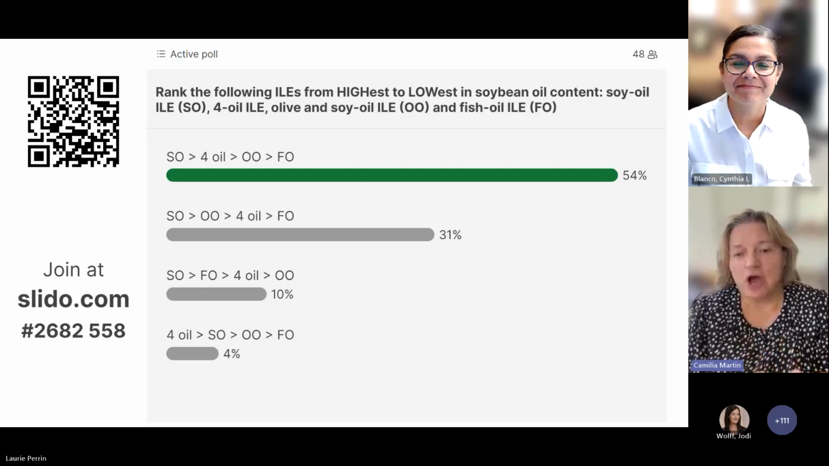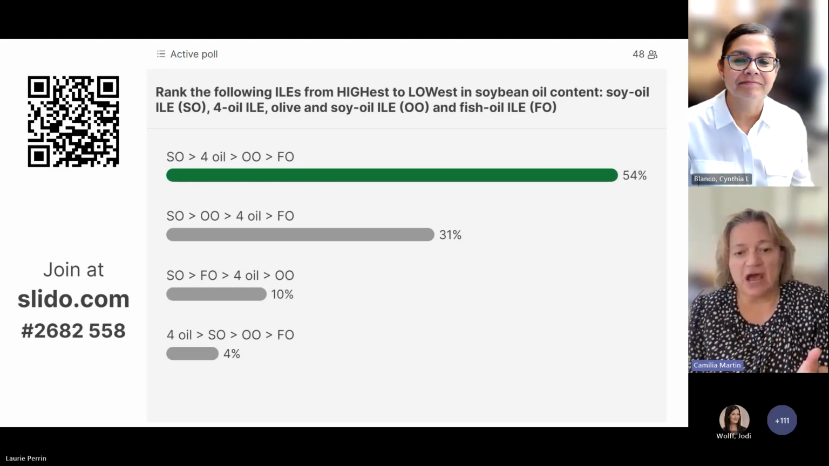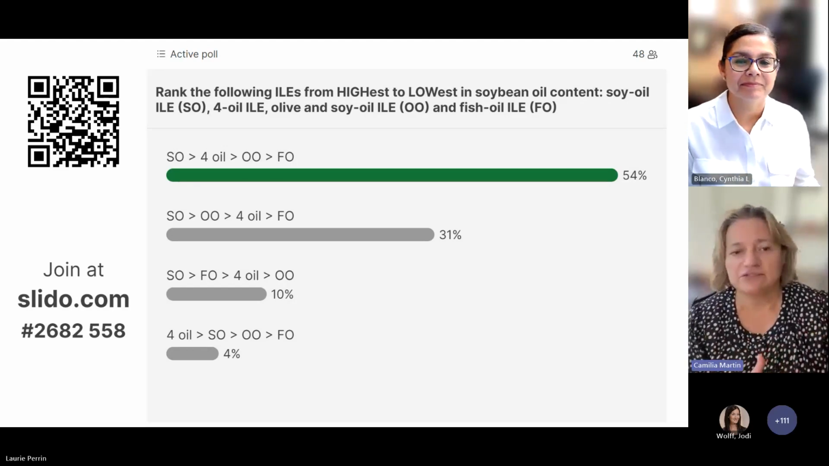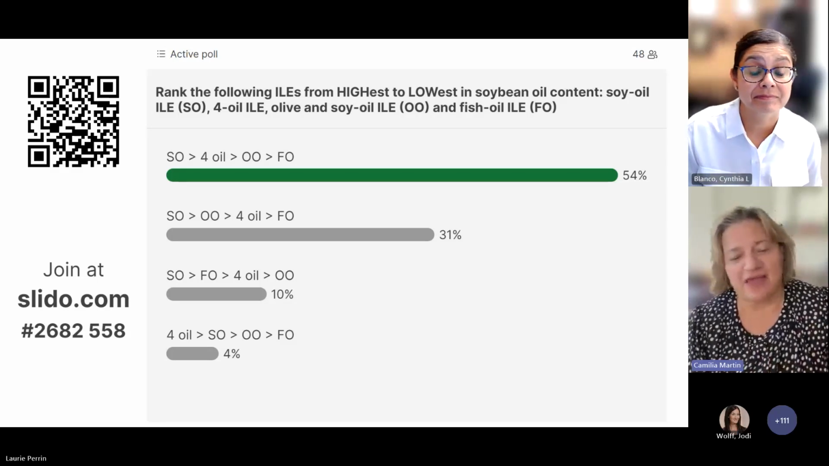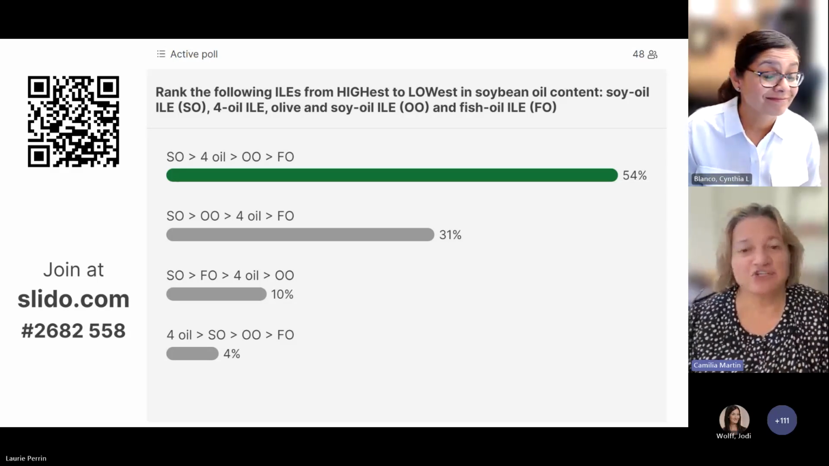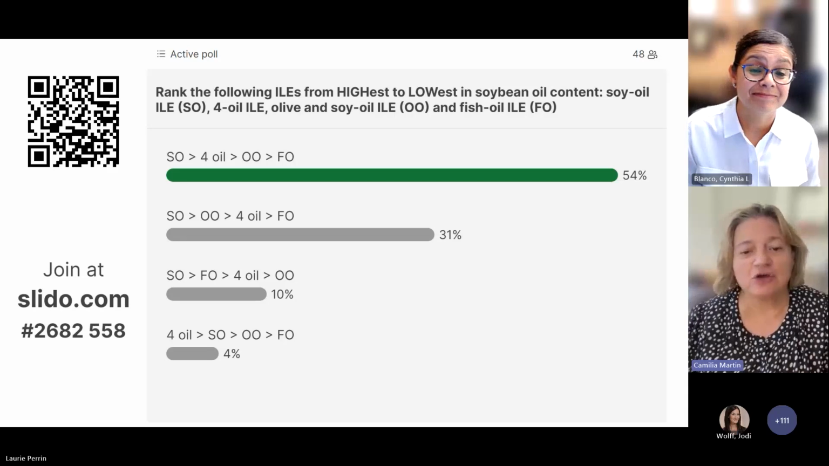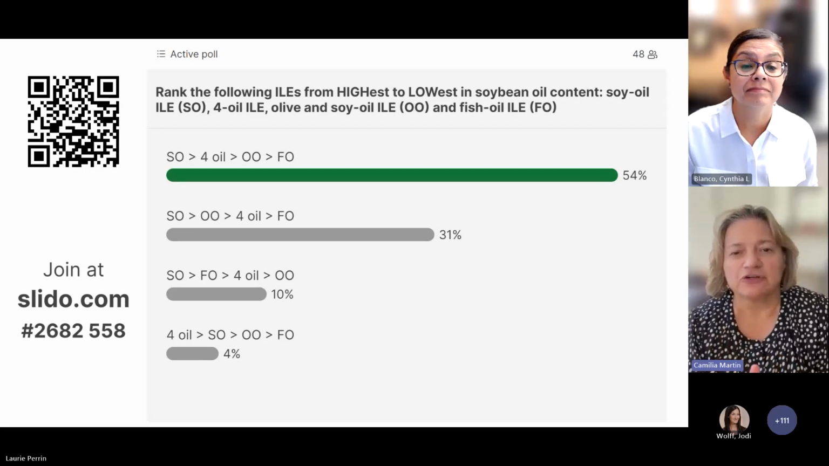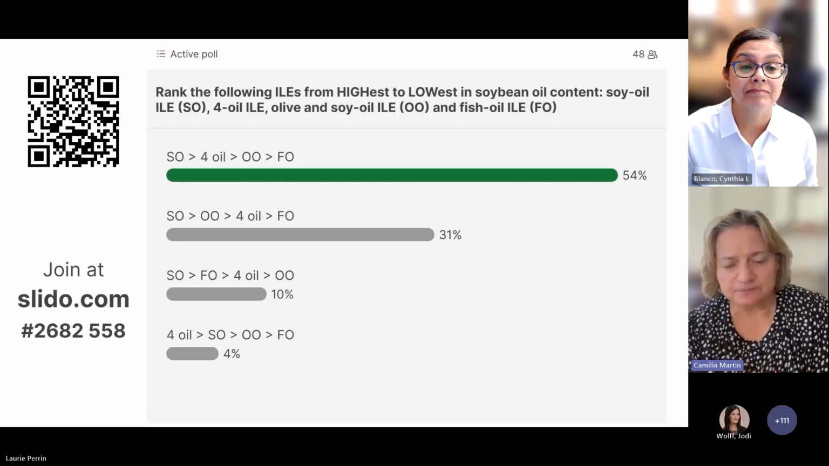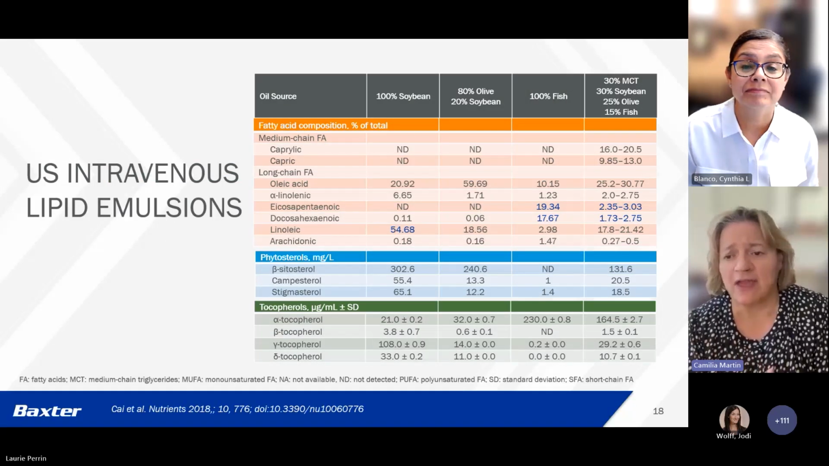And so let's talk about the top two. Everyone was very clear: soybean, 100% soybean oil, is obviously the highest. Fish oil, 100% fish oil, with obviously no soybean oil, is the lowest. So everyone got there. And it's just the 4-oil versus the olive oil. So let's look at some composition slides to help us decide on that.